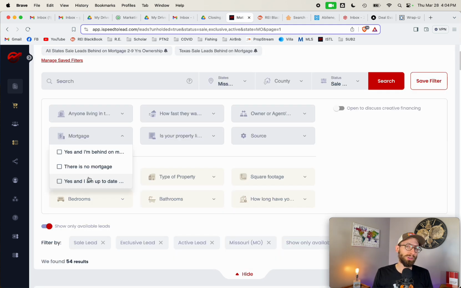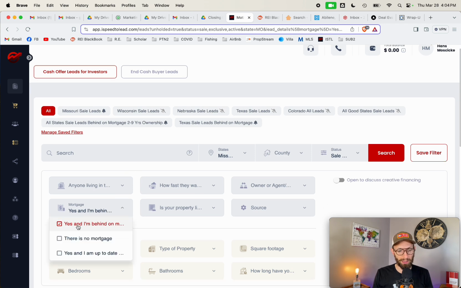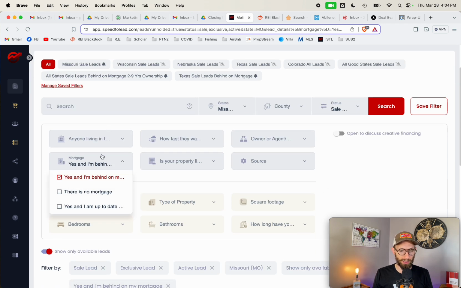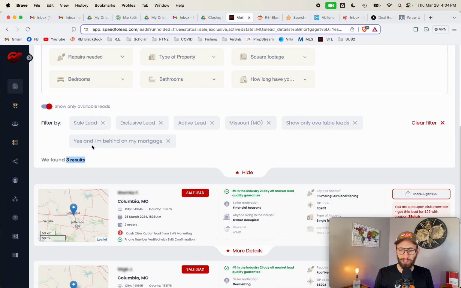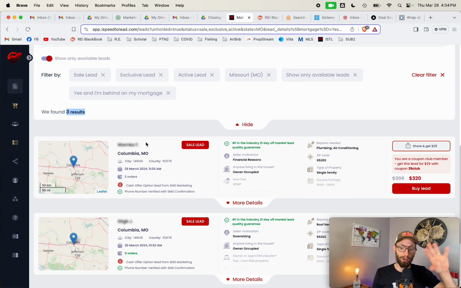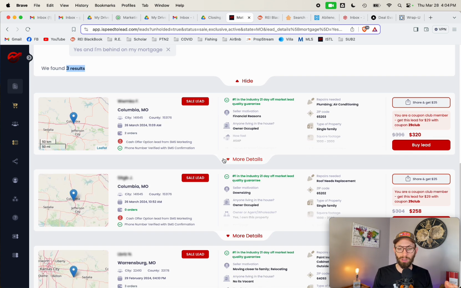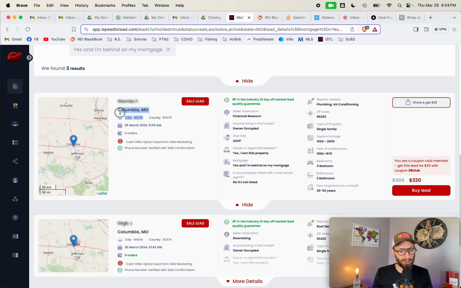Now, if you wanted to search for Sub2 deals, leads that are more likely to allow you to take over their payments and buy it Sub2, then you can select that they are behind on their mortgage payment. Yes, there is a mortgage and I'm behind on my mortgage. It is this little checkbox that I ticked. There are only 3 results right now in Missouri where these motivated sellers are behind on their mortgage. Let's take a look at this first lead. It's in Columbia, Missouri. Again, this was from SMS marketing. Not my favorite, but it is a sale lead, and I'll explain what that means in a second.